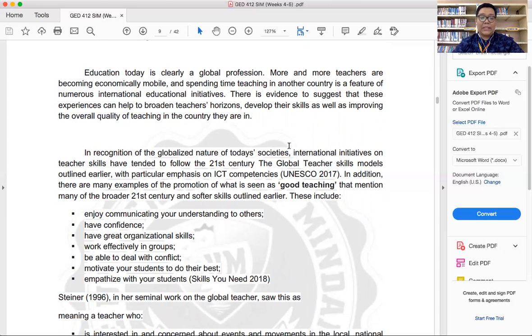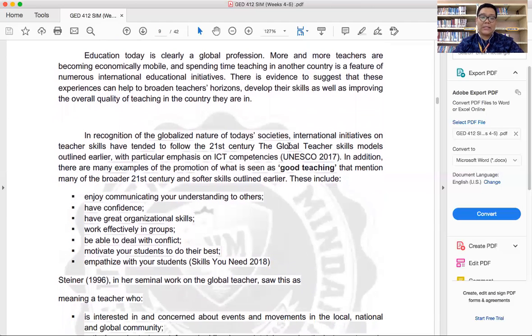And then motivating students to do their best. And lastly is empathizing with the students. This one is according to skills you need in 2018. Now, these skills must be possessed by the teacher in order for a teacher to become a global teacher.